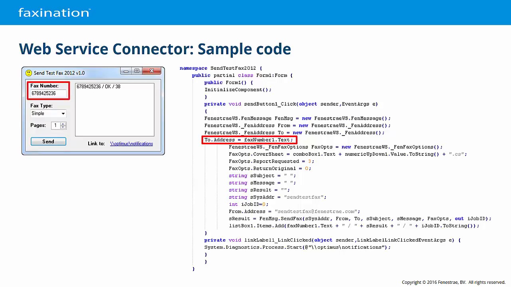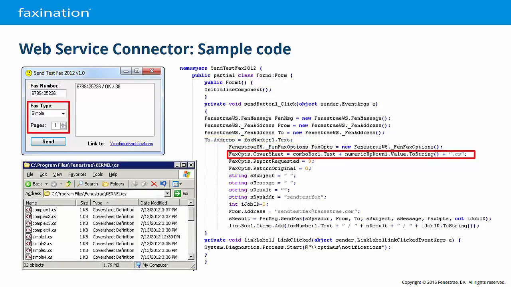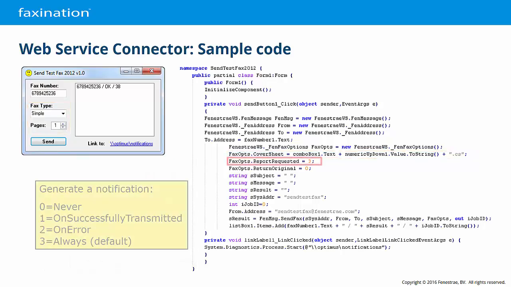The fax number field is the to.address variable. The fax type field can be simple or complex and between 1 and 4 pages. What this really does is select between 8 different cover sheets. The variable finops.reportRequested is set to 3, meaning that we always want a notification of the success or failure of this fax transmission.